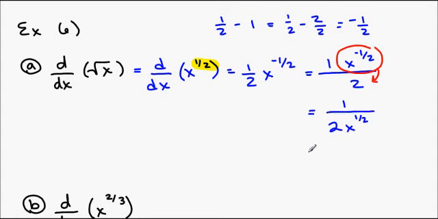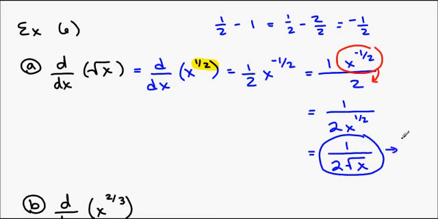And again, x to the 1/2 is the same as square root. So I'm going to say 1 over 2 square root x. And this is my answer. Okay? And please keep in mind here that this is not defined when x is 0. So x can't be 0 for here, even though x could be 0 here.